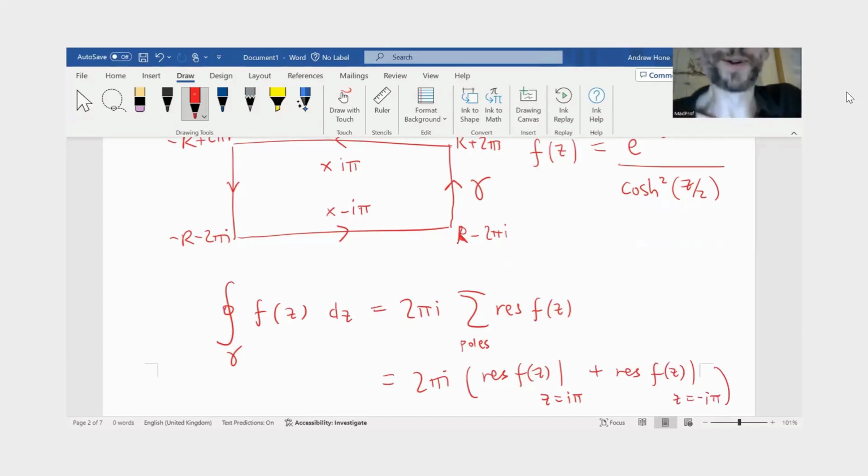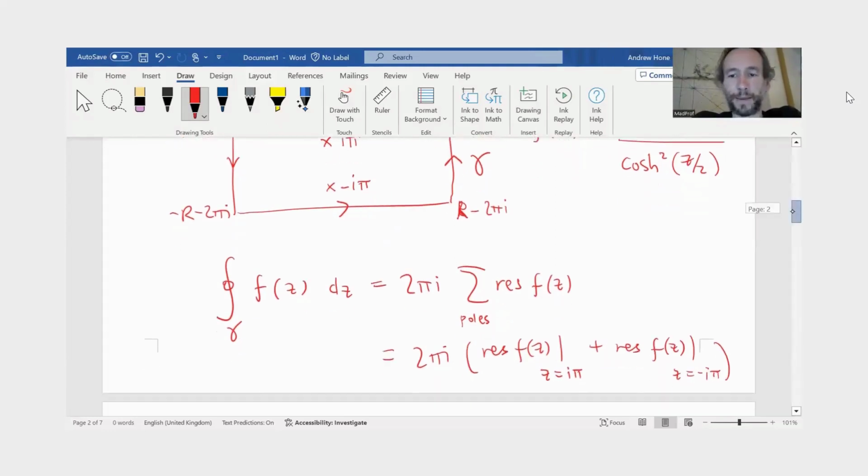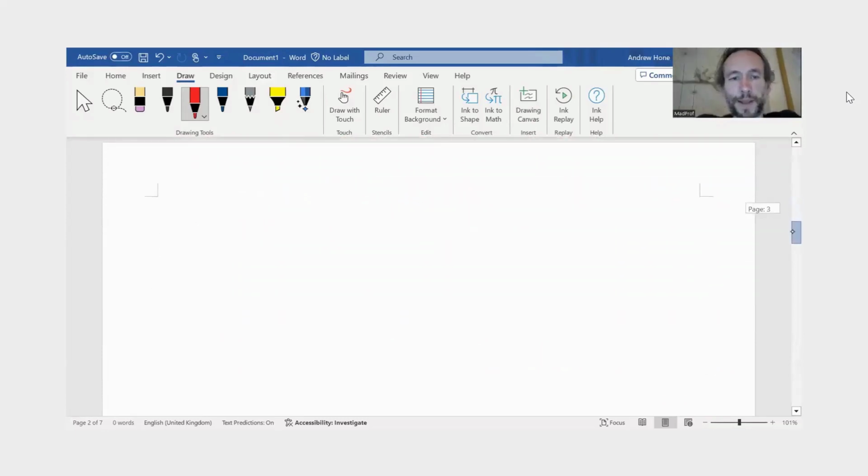So it seems like I pulled this out of a hat, but eventually you'll see why this is the thing that we want to calculate, and it's going to give us back at the end the integral that we wanted. Let me show you some calculations now of what the value of this integral is when we do the residue calculation. So let's do the residue.